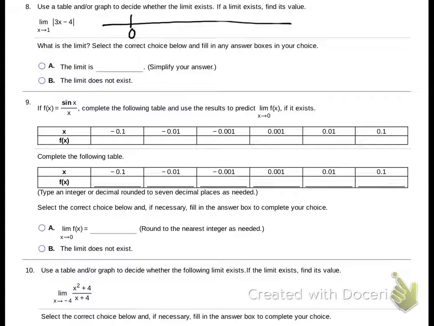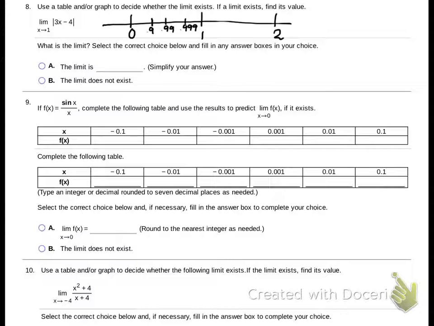So 0, 1, 2. So 0.9, I'm going to put it right here. But 0.99 would be closer, and 0.999. I'm just seeing if this helps give you a visual.